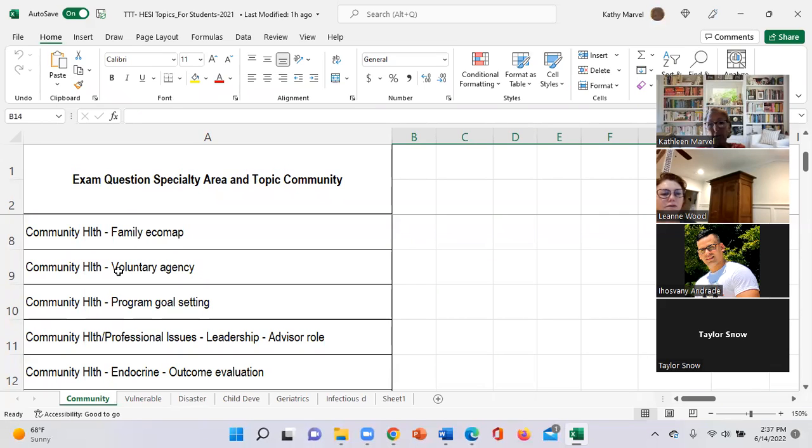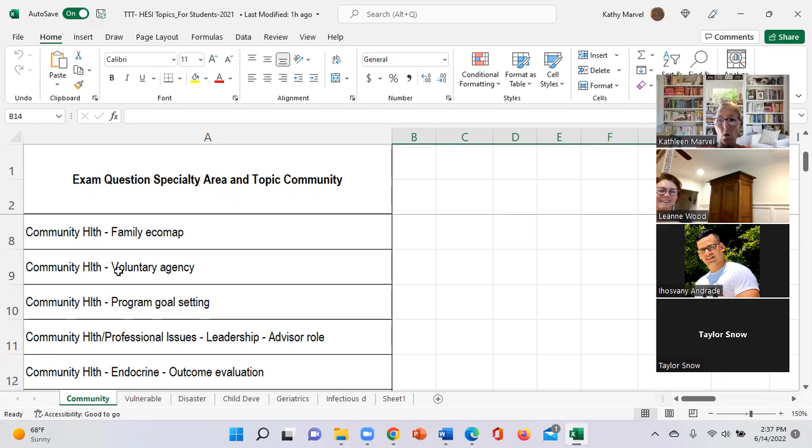What about program goal setting? Why might that be important? Do you guys understand what we're trying to do here? I'm giving you the topics that are being asked about. We're trying to come up with what they might ask about in that topic. To see if your goals were met. You have to set goals in order to see if they were met, maybe.